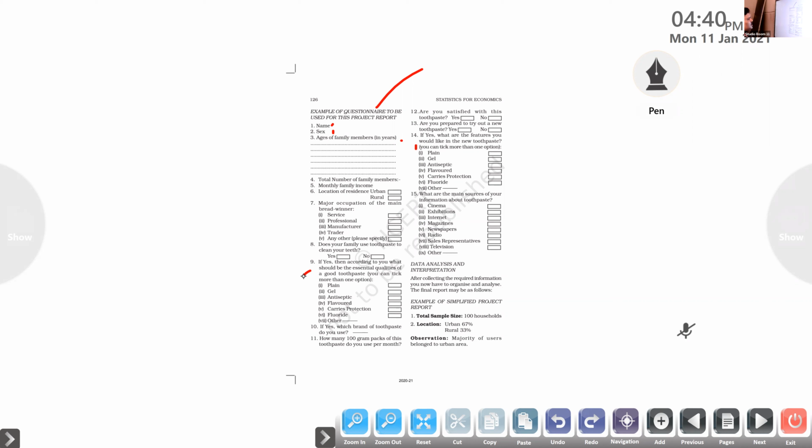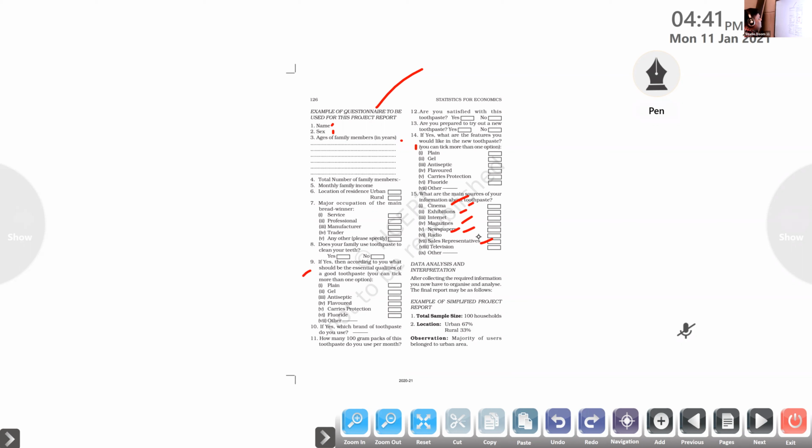Clear or not? So we can mix it up. Question 15: what are the main sources of your information about toothpaste? Where are you getting information related to toothpaste from? Is it from cinema, exhibition, internet, magazines, newspapers, radio, sales representatives, television? As per that, you can plan it. Finally, you're going to analyze the data.